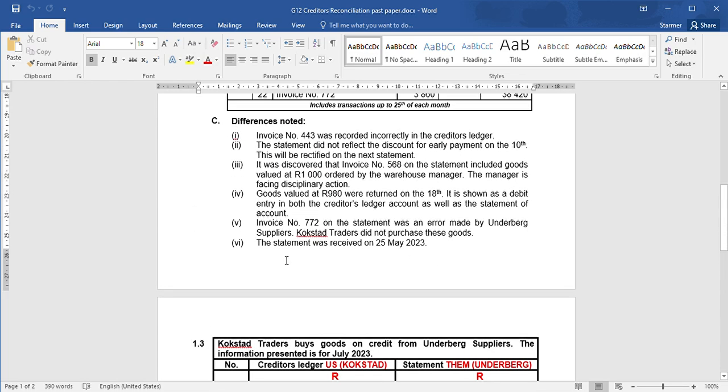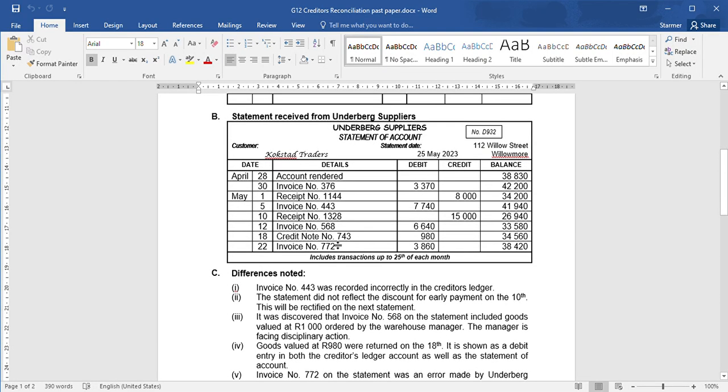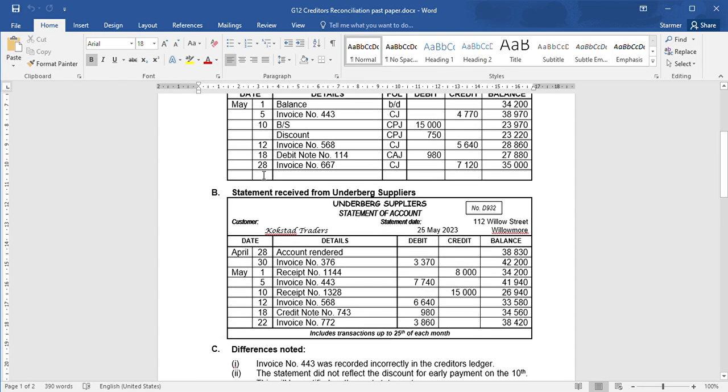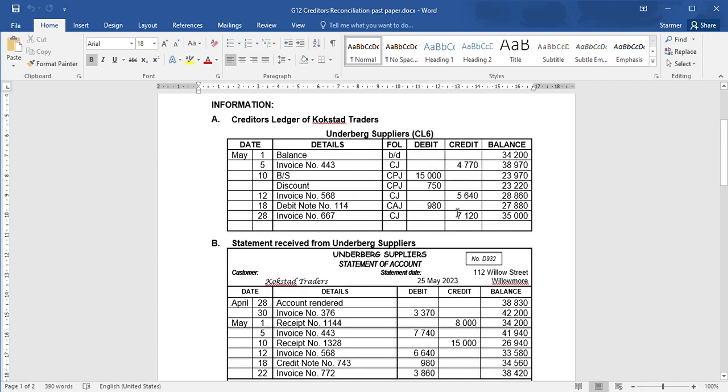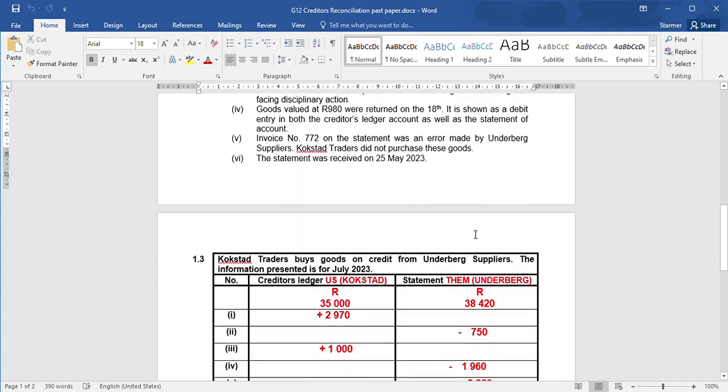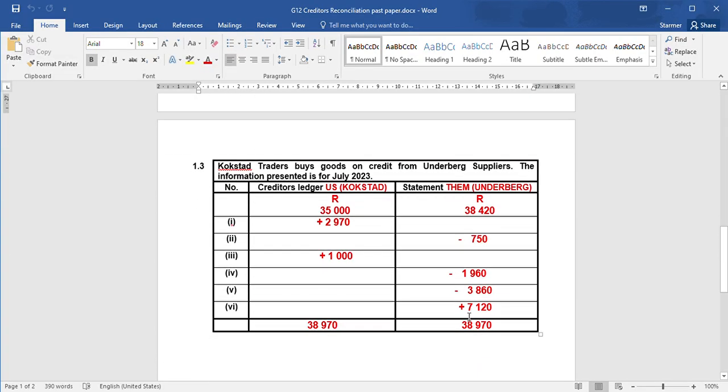Alright, and then they tell you that the statement was received on the 25th of May. That's why it stops here on the 22nd. Okay, but over here on the 28th is another transaction, and that's an invoice that appears in the creditor's ledger, but hasn't been recorded by Underberg Suppliers. So therefore that amount of money is owed to them. It hasn't appeared on the statement, so you're going to add it. When you're done, you add up the two sides and they must be equal.